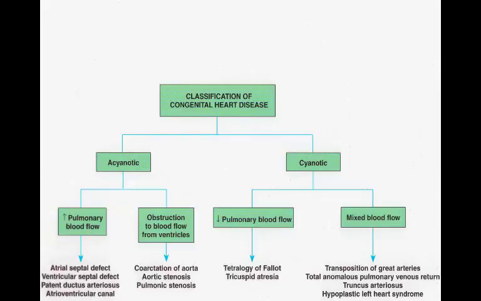الأسيانوتيك المجموعة التانية اللي هي الأوبستراكتيف ليجنز in the form of coarctation of the aorta, aortic stenosis, pulmonary stenosis. The other group is congenital cyanotic heart disease, further subdivided into group with decreased pulmonary flow in the form of tetralogy of Fallot and tricuspid atresia, and mixed pulmonary blood flow in the form of transposition of the great arteries, total anomalous pulmonary venous return, truncus arteriosus, and hypoplastic left heart syndrome.